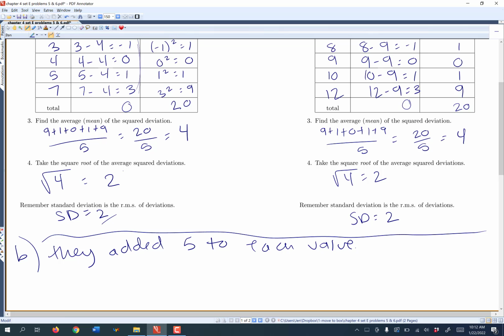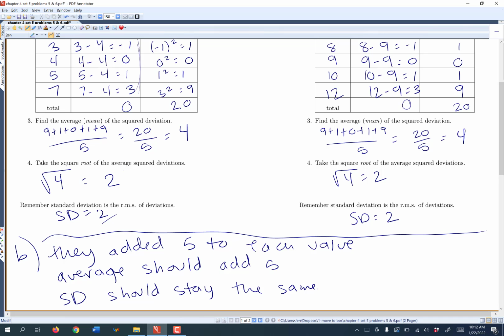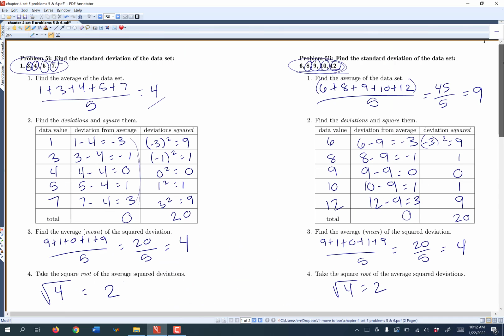Now our rules that we memorize say if you add the same number to every value, the average should go up by 5, or you should add 5 to the average. But if you add the same number to every value, the standard deviation should stay the same. The reason this problem is in this section is you're proving it to yourself and seeing how it works. So did our average just add 5? We went from an average of 4 to an average of 9. It just went up 5. That's just what we said it should do.